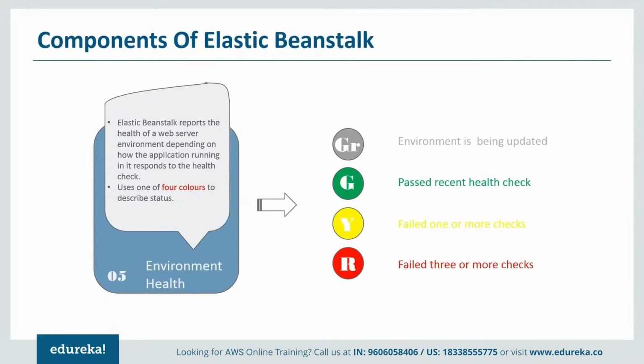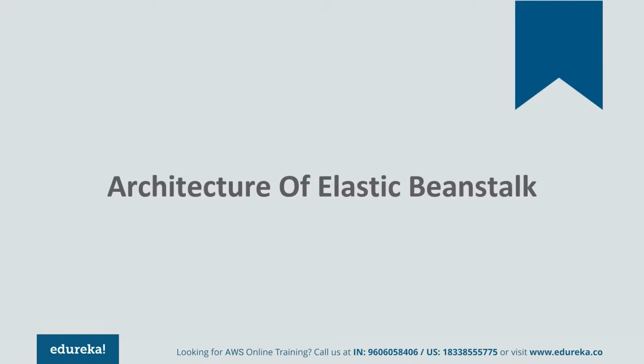Then you have green, which means that your environment has passed the recent health check. Then you have yellow, which means that your environment has failed one or more checks, and red, failed three or more checks. Moving on, let's try to understand the architecture of Elastic Beanstalk.